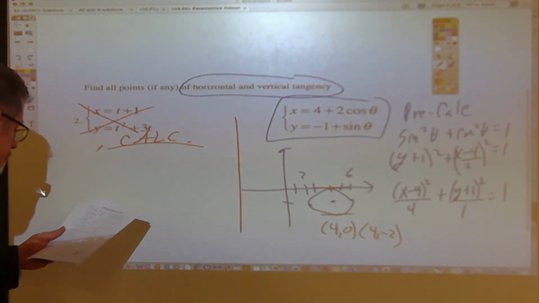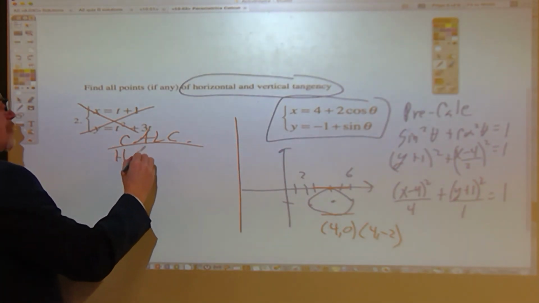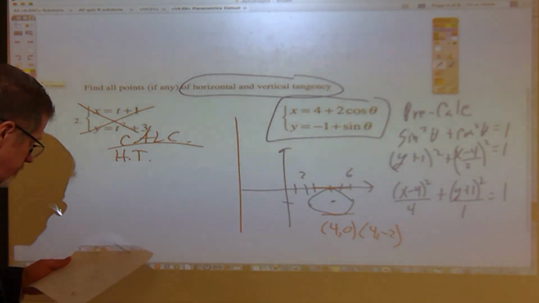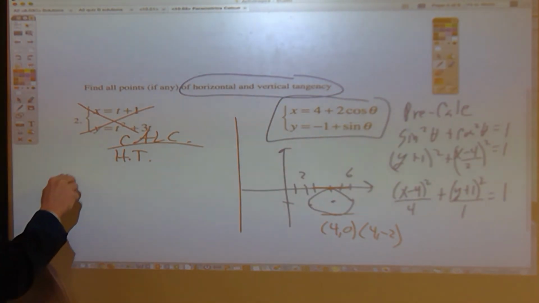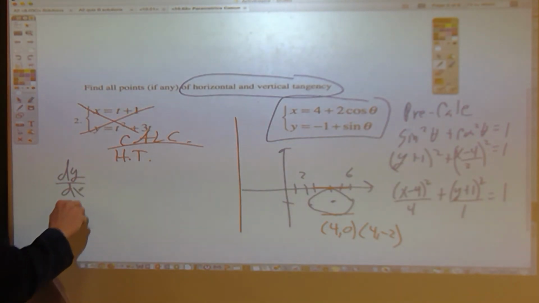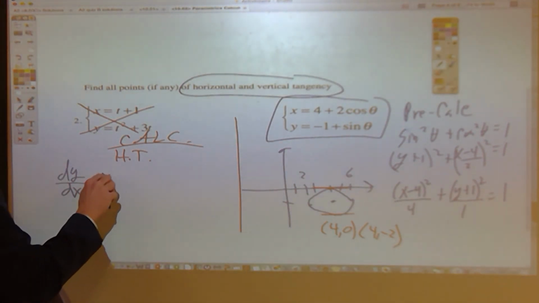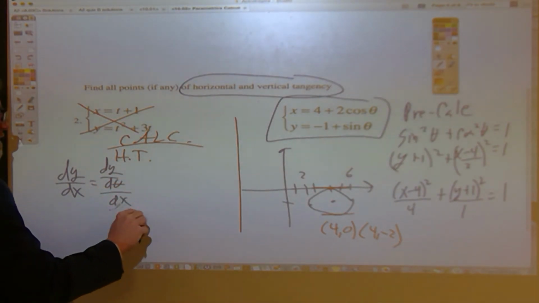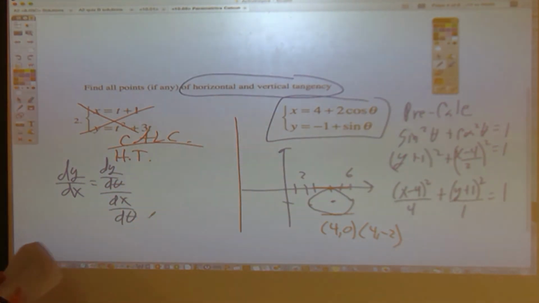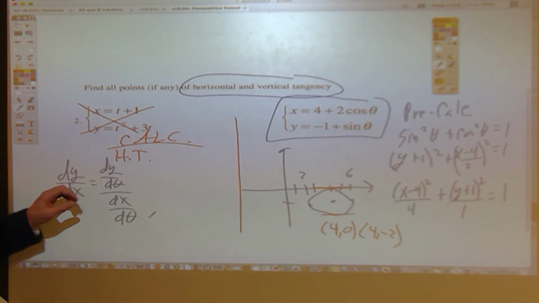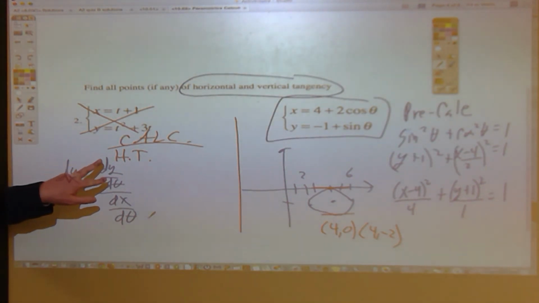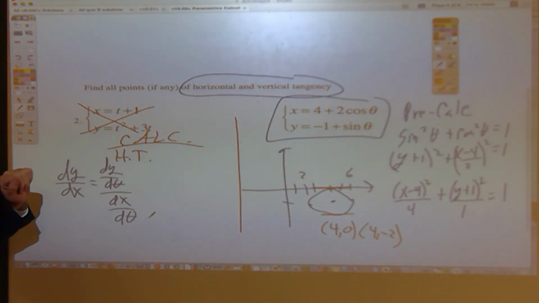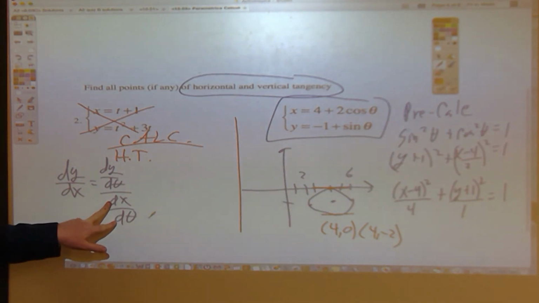In the calculus-based approach, if you want to find the points of HT, horizontal tangency, here's how we roll. We know that dy/dx, the slope of the tangent line, using today's formula, is (dy/dθ) over (dx/dθ). Now, sometimes they ask you to find points of vertical tangency. Let me tell you right now, horizontal tangents occur when dy/dθ is 0. Guess when the vertical tangents occur? When dx/dθ is 0.